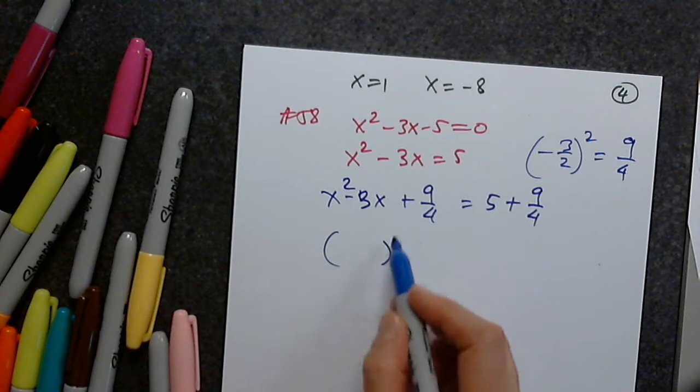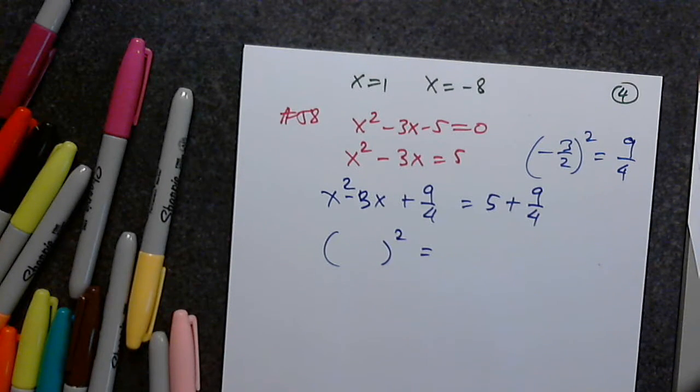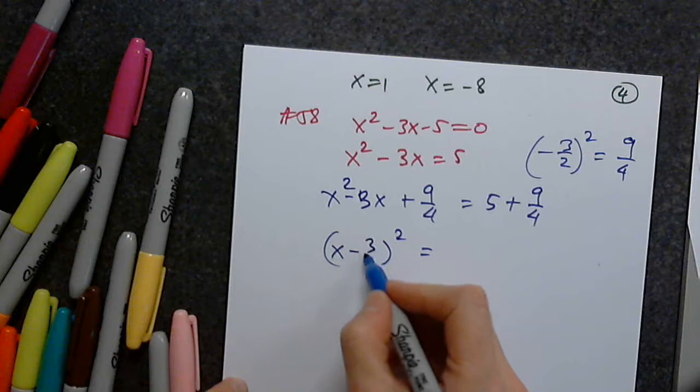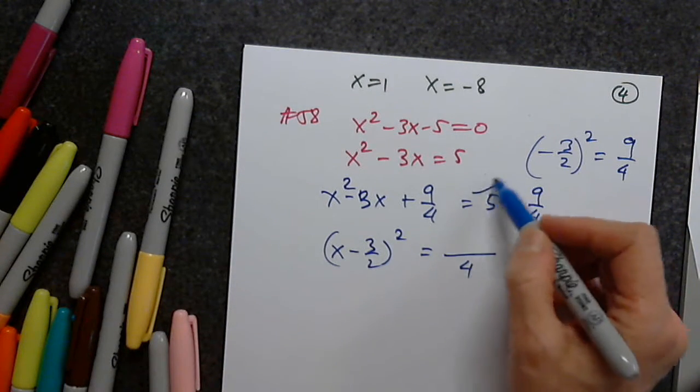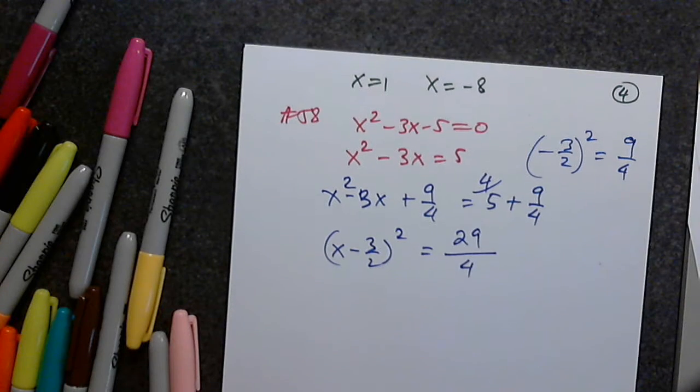Now the left-hand side is definitely a perfect square. We made it to be. X minus 3 over 2. Exactly what we square. X minus 3 over 2. Here we need the least common denominator. Indeed. So this is 29 over 4.